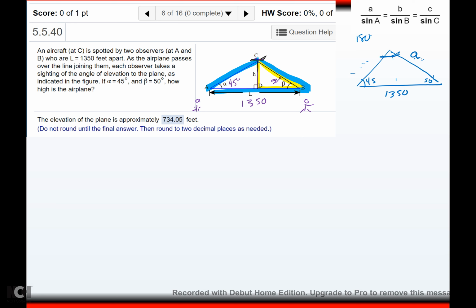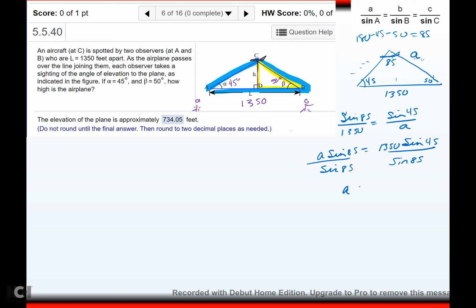So 180 minus 45 minus 50 gives me 85 degrees. So that angle is 85. So now I can set up sine of 85 over 1350 equals sine of 45 over a. So I have a times sine 85 equals 1350 times sine of 45. Alright, so then I would divide by sine of 85.